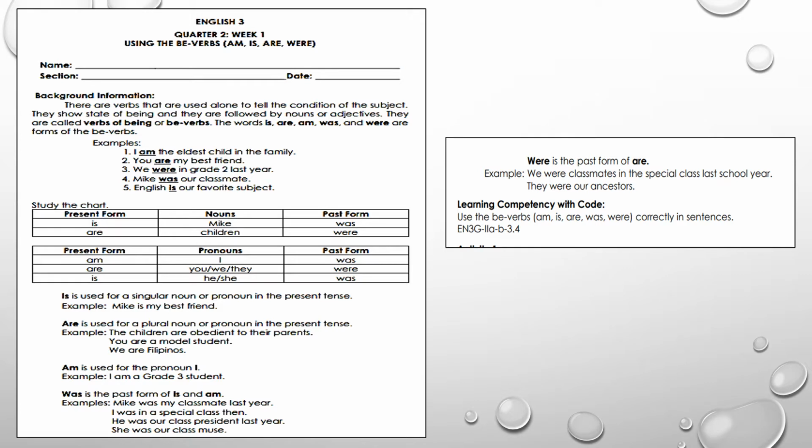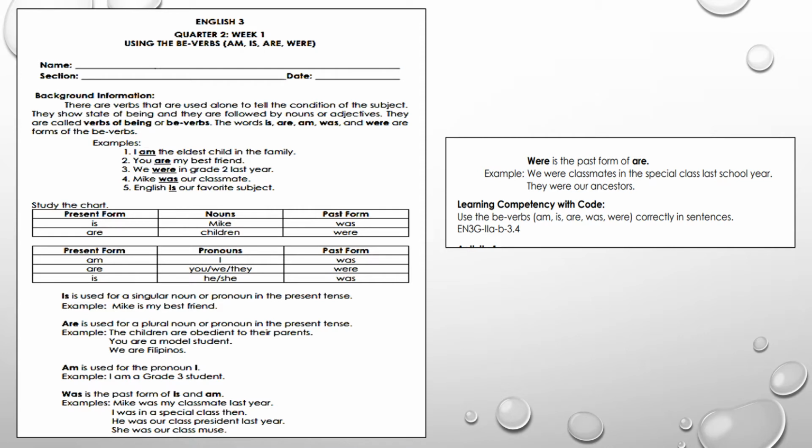And then we have another one, am, are, and is. Then we can also use pronouns. Pronouns are used to replace a noun, like for example, I. If you're talking about yourself, I. And if you're going to talk about another person, you can use you, we, or they. And also as replacement for a man or a boy or a woman or a girl, he or she can be used.